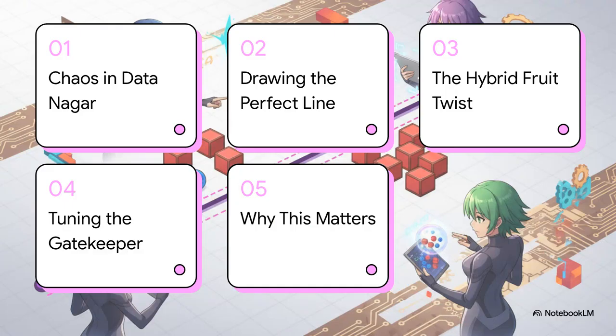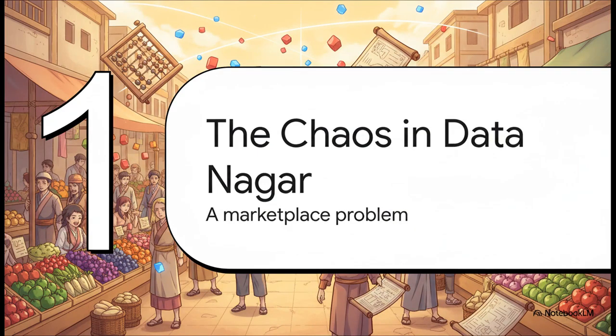So here's the game plan. First, we'll visit the chaotic town of Dadanagar. Then we'll try to draw the perfect line to solve their problem. Things get tricky with a surprise hybrid fruit. After that, we'll learn how to tune our solution. And finally, we'll connect all of this back to why it actually matters. Let's get into it. All right, first up, the chaos in Dadanagar.